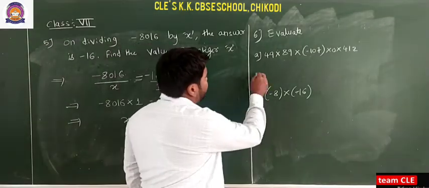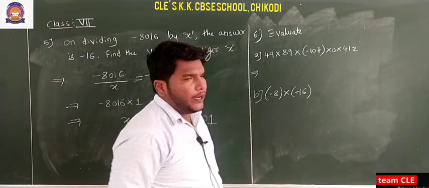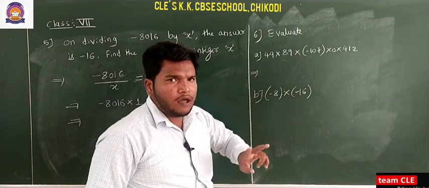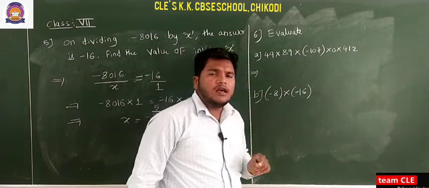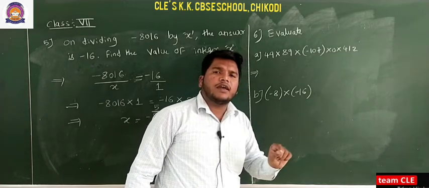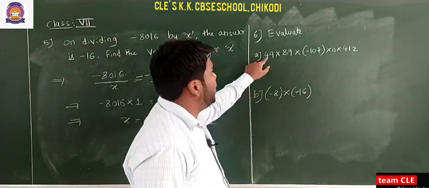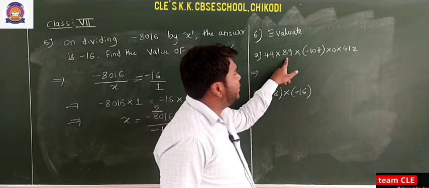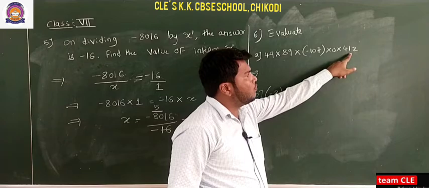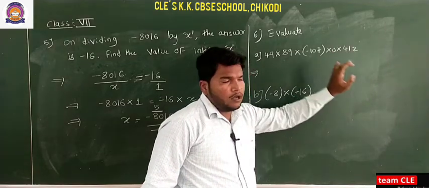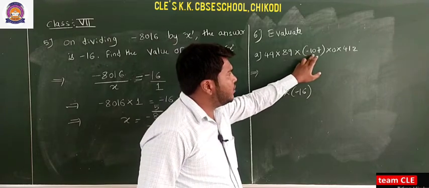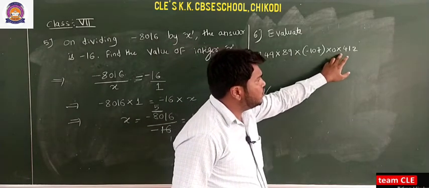Now comes the sixth main question, which says evaluate. In evaluate some examples are there, but I have chosen only 2 examples. There are some more examples which are easy to solve. You can solve them by yourself and you have to send me on my WhatsApp number. So see here, 49 into 89 into minus 107 into 0 into 412. Once again, the question: 49 into 89 into minus 107 into 0 into 412.